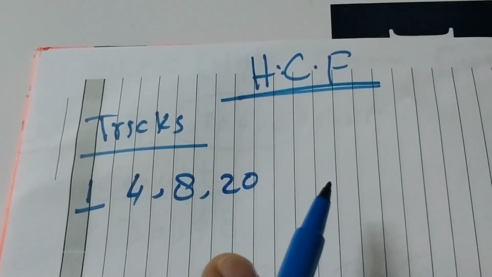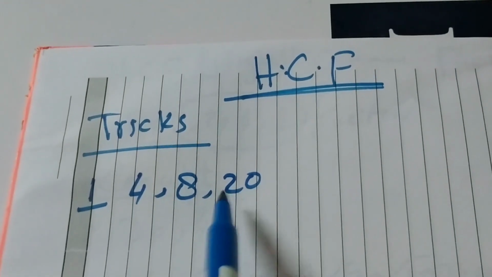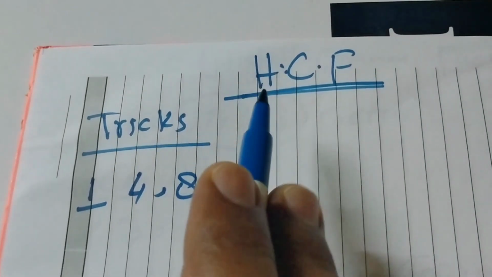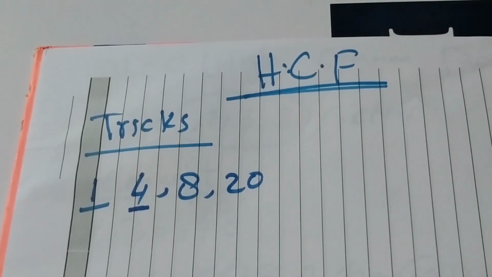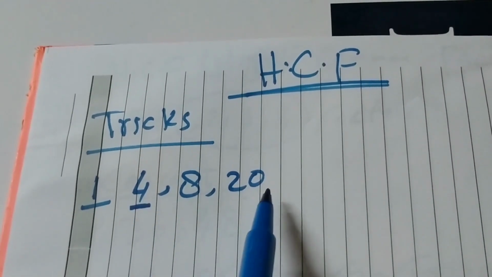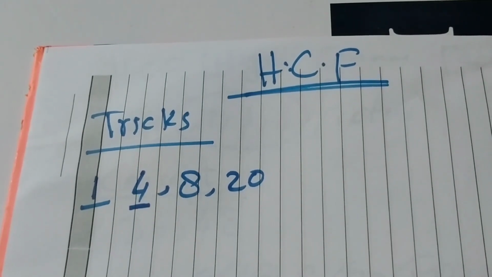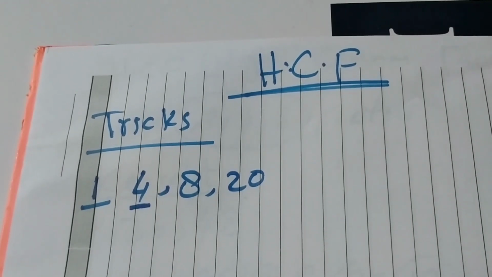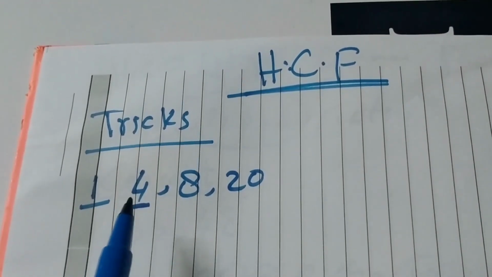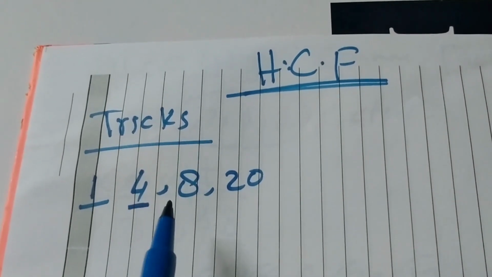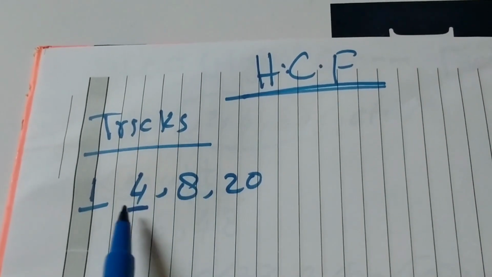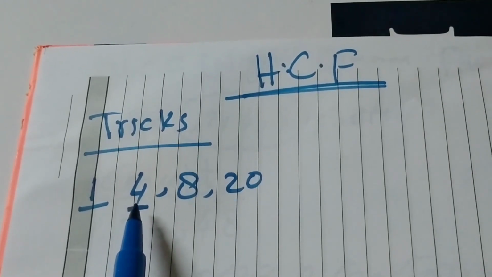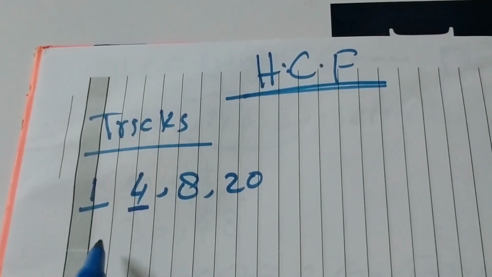So look, in LCM we were looking at the biggest number. So in HCF we will see the smallest number. The smallest number is 4. So look, if 4 is divisible by all numbers, so 4 will be our HCF. If the smallest number divides all given numbers, it means the smallest number is our HCF. Let's see.